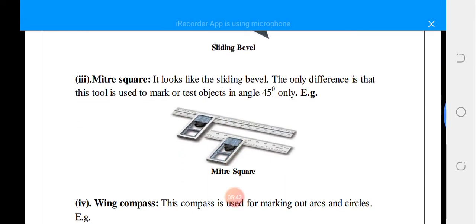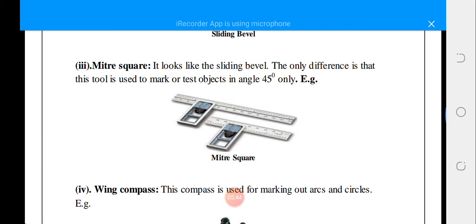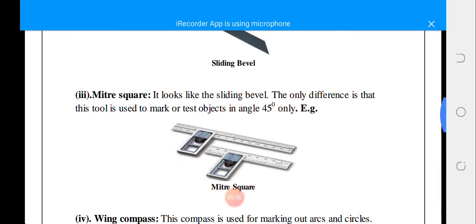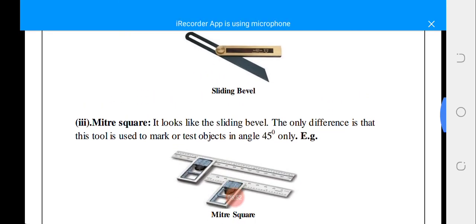And that one is called the meter square. Under the marking out tools, we have the meter square. It looks like a sliding bevel. Look at them. It looks like a sliding bevel. The only difference is that this tool is used to mark or test objects at angle 45.